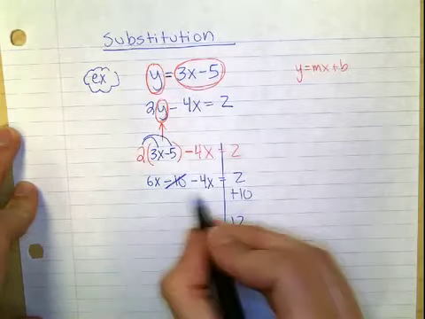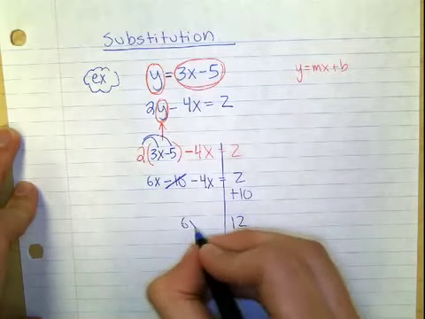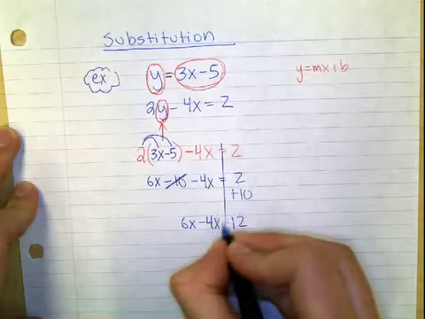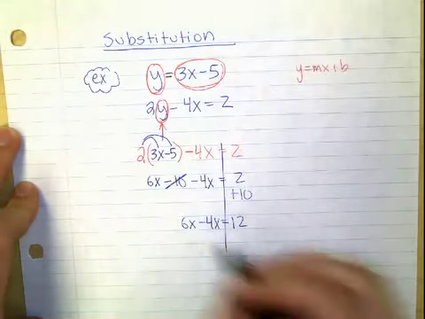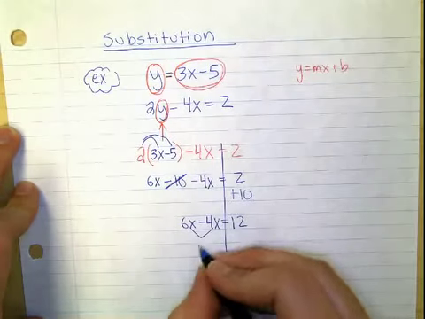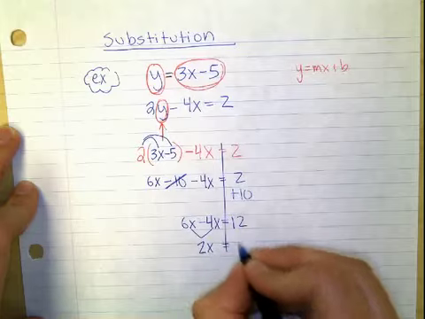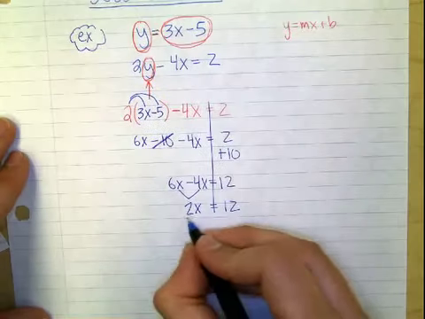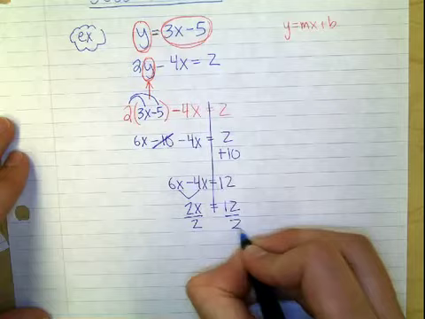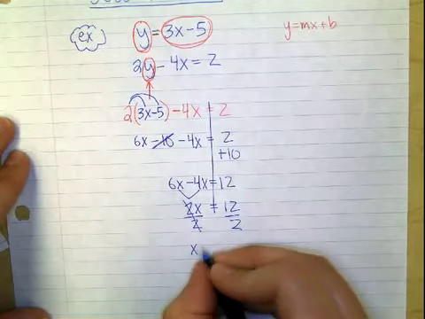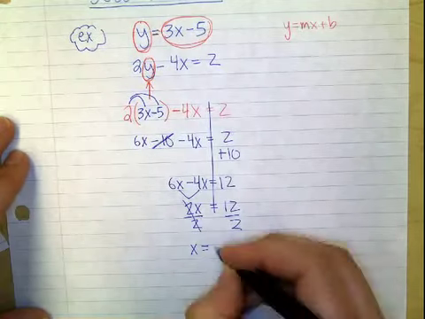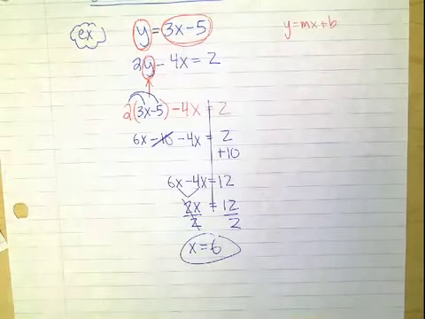So I have a 6x and a minus 4x. 6x minus 4x equals 12. Okay, 6 minus 4 is 2. So I have 2x equals 12. Well, I'm about done. All I've got to do is divide by 2 on both sides. Now I'm going to get x equals 12 divided by 2, which is 6. So if someone asks you what x equals, no problem, it's 6.